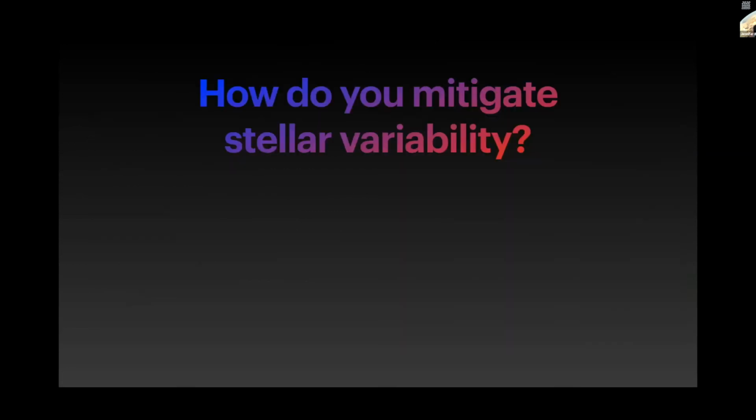Okay, so that was kind of a quick whirlwind tour through some of the most commonly used activity indicators. So how do we actually mitigate the stellar activity?